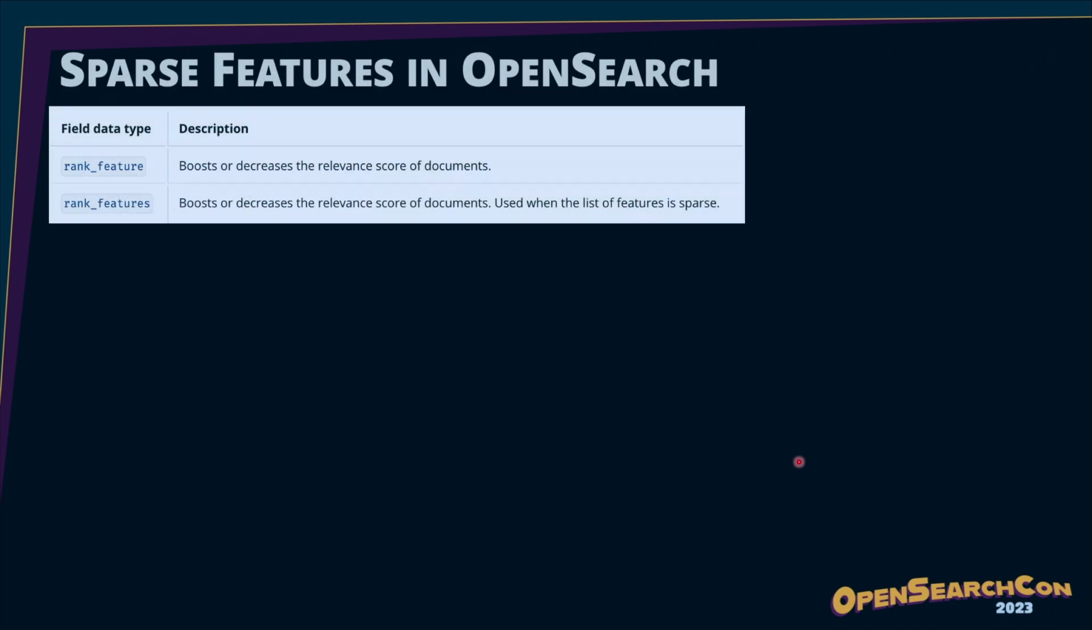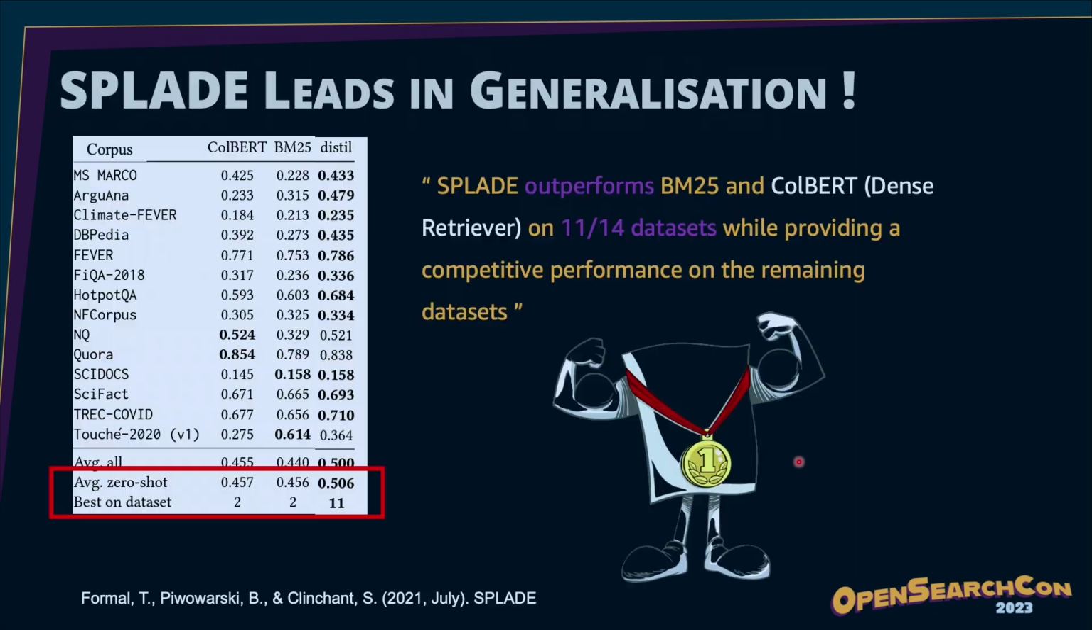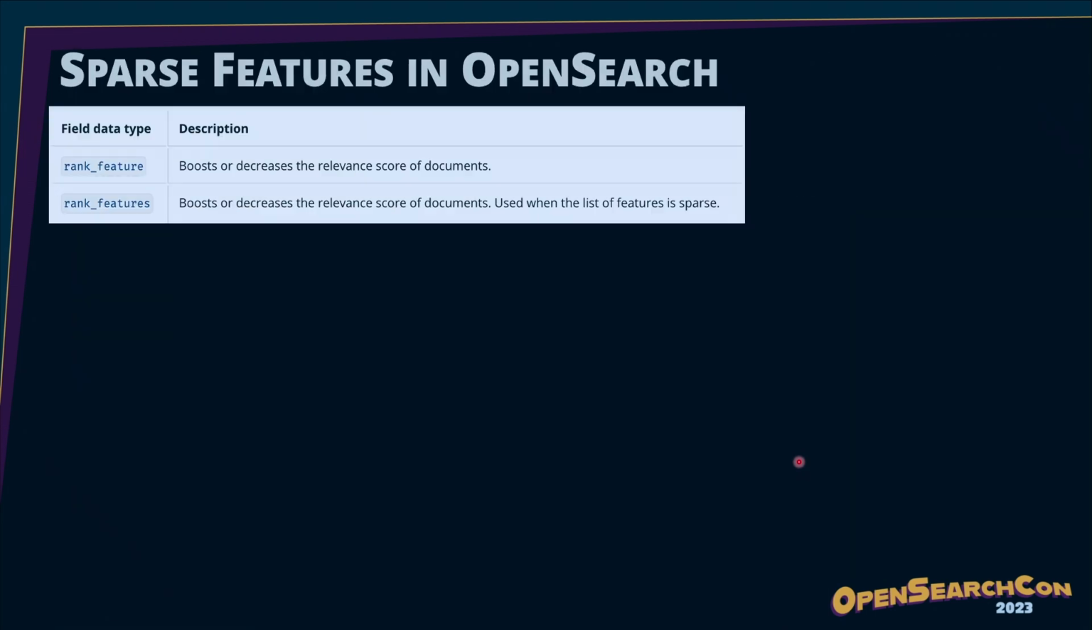Okay, so how to implement the sparse features that we just saw here in OpenSearch. Basically, there is a field type called rank_feature or rank_features, where you simply give all the extended terms along with the weights, and this is going to understand how to boost or decrease the relevance score of the documents based upon the weights you add.